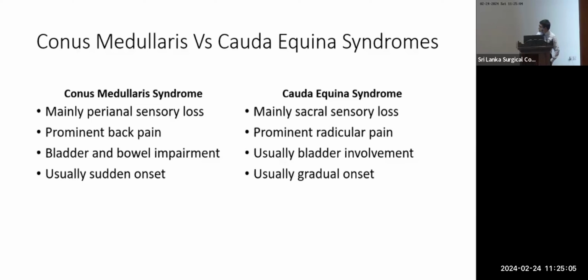And also, conus medullaris tends to have both bladder and bowel impairment. In cauda equina, the same thing might happen, but generally they tend to involve the bladder more than the bowel. And usually conus medullaris is sudden onset, whereas cauda equina may be gradual onset because there is space within the spinal canal due to root compression.